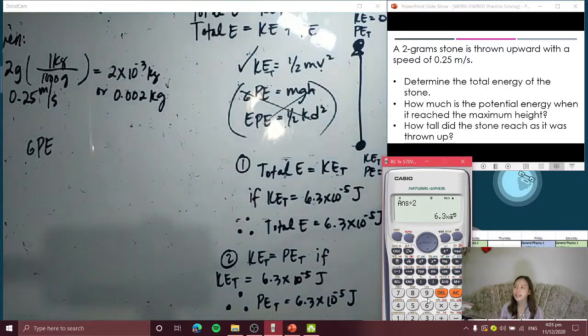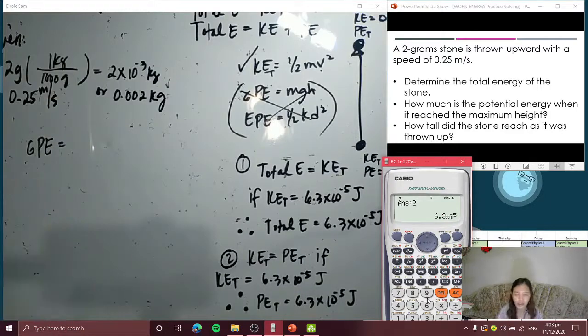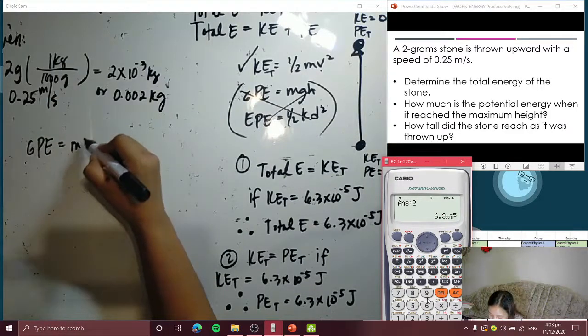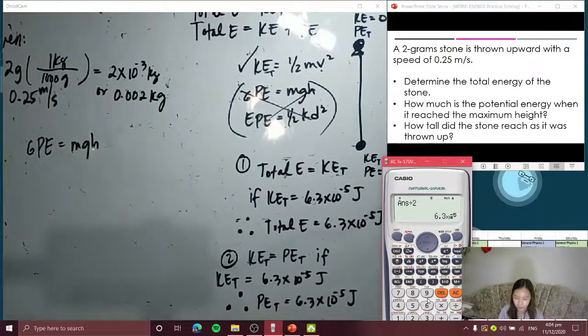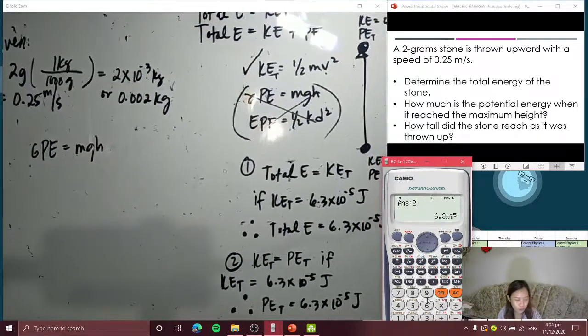Because the object is thrown upward, the PE we are referring to is the gravitational potential energy. So we will use the equation GPE is equal to mgh. Since it involves vertical motion, we are going to use our g value, and that is 9.8 meters per second squared. We will find our height. So how much is our PE? This is 6.3, our PE total.